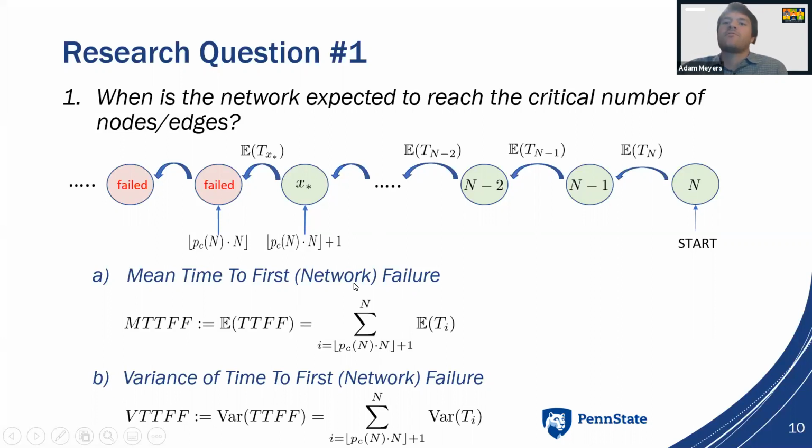To get the mean time to first network failure, we just have to sum up the expected time to go from each state, right? Until we get to the failure state. That's what this is showing. This is incomplete. I didn't show it, but you need to derive recursive equations, and then you can easily compute this. Similarly, if we can compute the mean time to first network failure, we can also compute the variance of that time. And that's what this is. It's very similar. You're summing up variances.